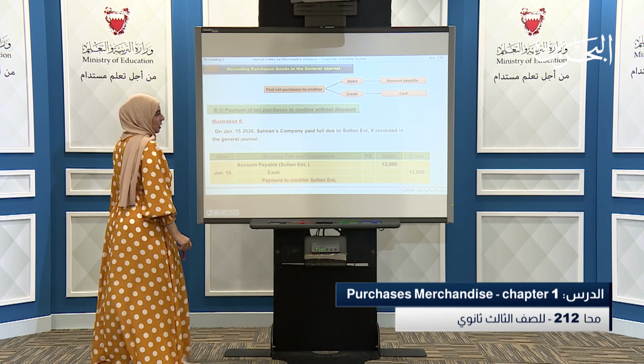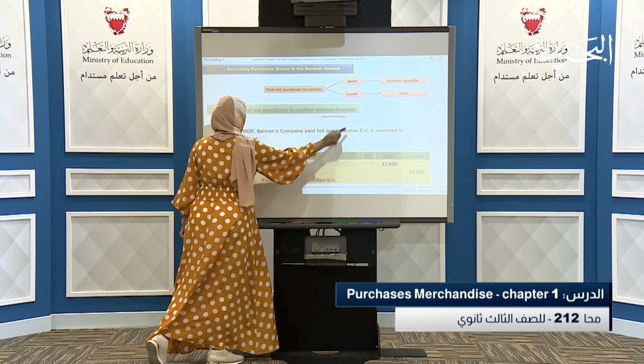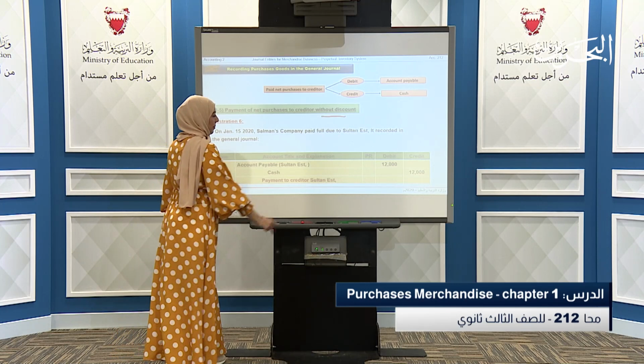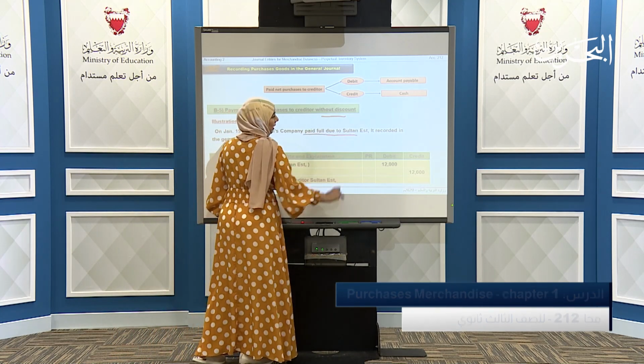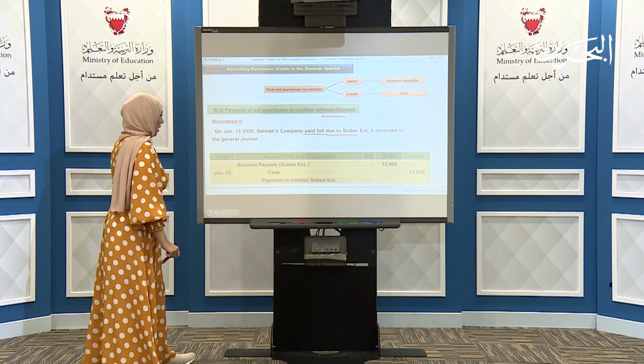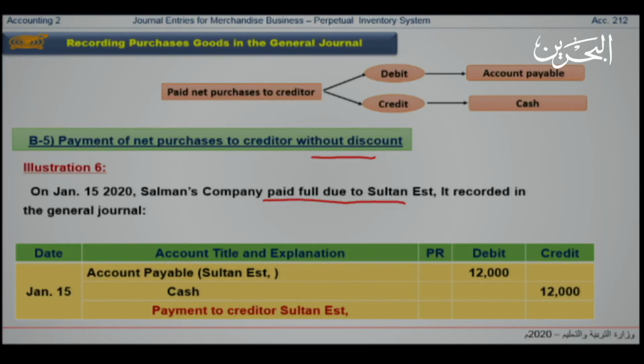Moving to the payment of net purchase to creditors without discount also. Salman Company paid the full amount due to Sultan Company. If I pay the amount that is due, my liability, the account payable, will decrease, and also the cash will decrease because I pay the amount. The accounts payable decreases, so it will affect the debit side with 12,000, and the cash also will decrease and affect the credit side with 12,000.